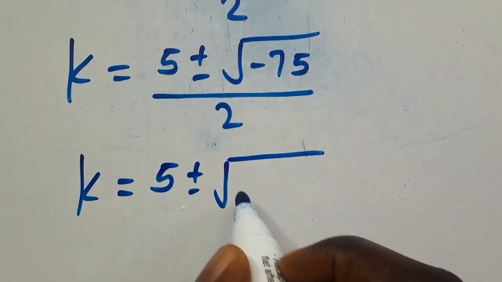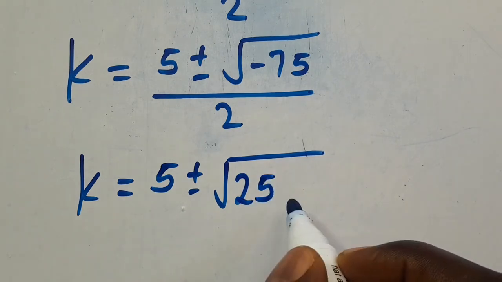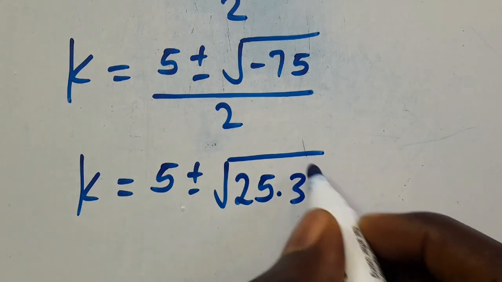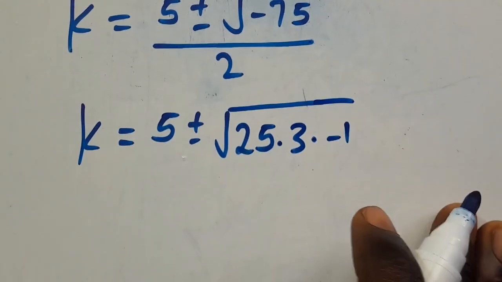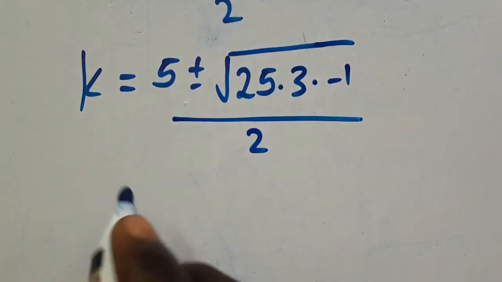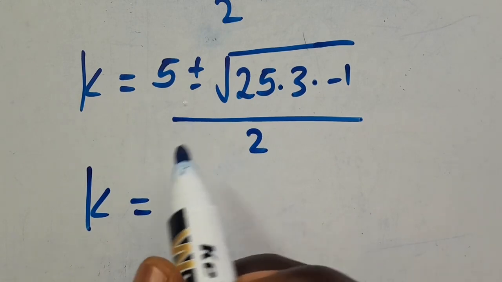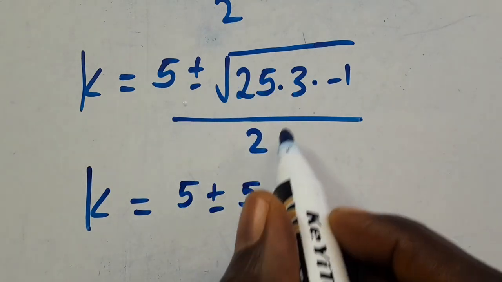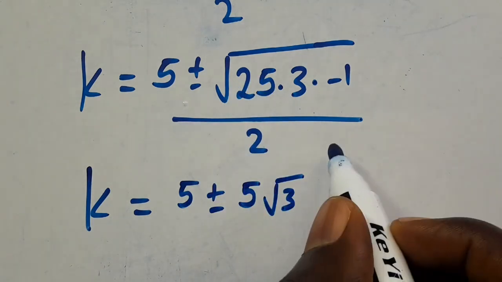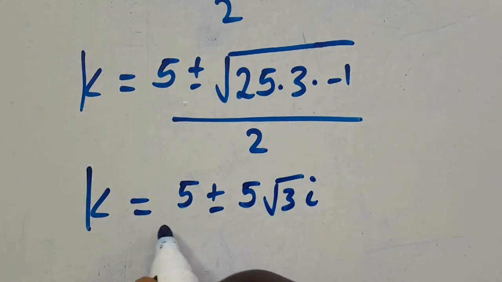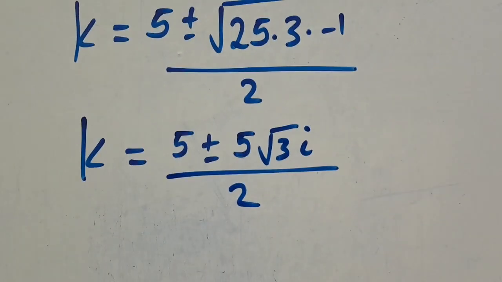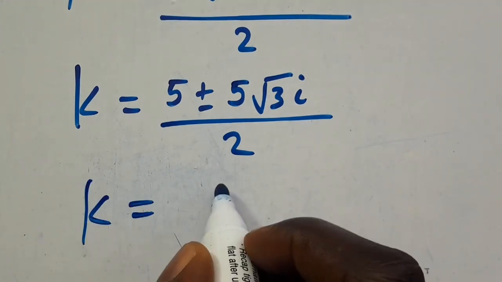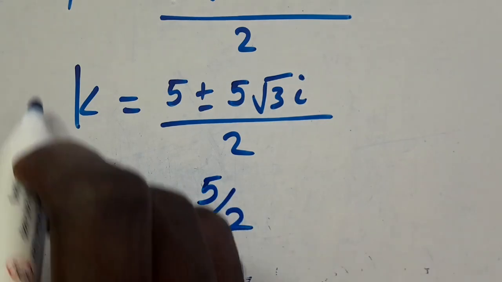We can simplify 75 as 25 multiplied by 3 multiplied by minus 1, then divided by 2. We have k equals, now 5, positive or negative. Square root of 25 will be 5. We have root of 3, it's not perfect. Root of minus 1 will be i, then divided by 2. This is another solution, and this is a complex solution. While we have a real solution to be k equals 5 divided by 2.